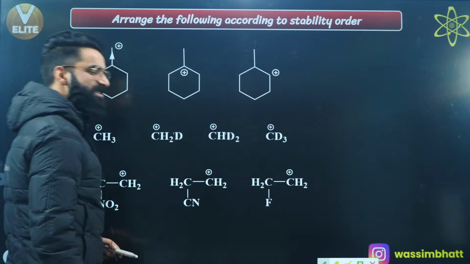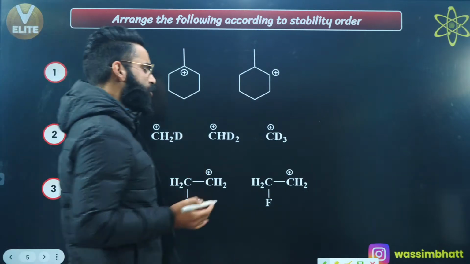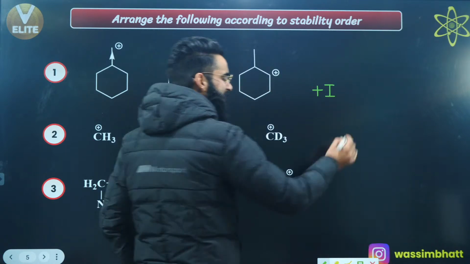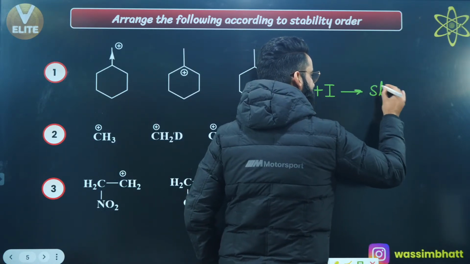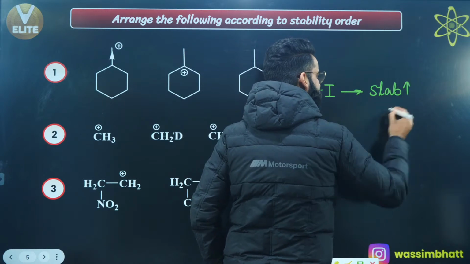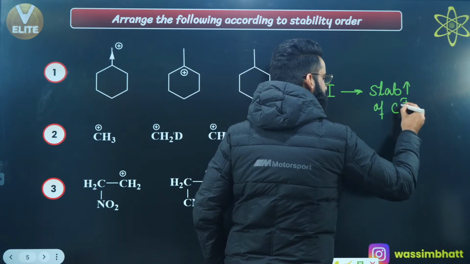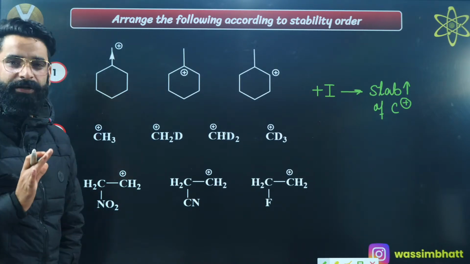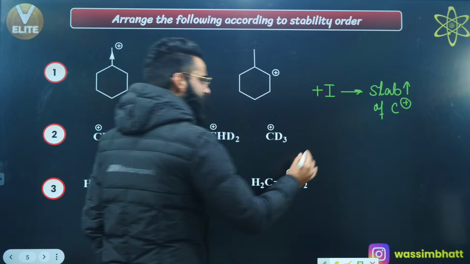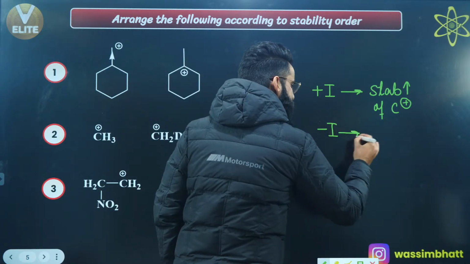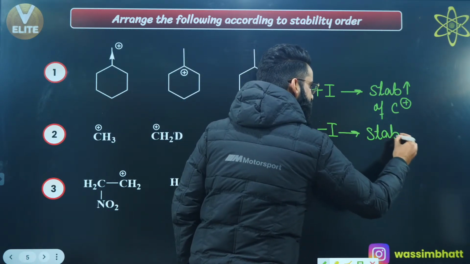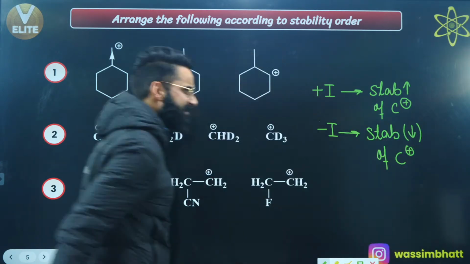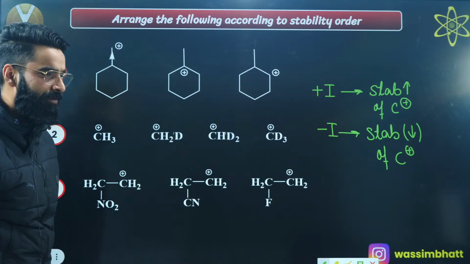As we discussed in the last session, those groups which show plus I effect increase the stability of the carbocation in general. And those groups which show minus I effect decrease the stability of the carbocation. This is something we discussed in the last session as well. I hope you remember it.